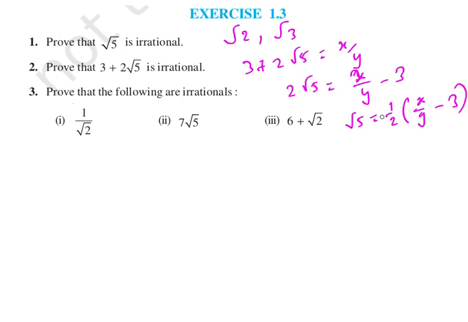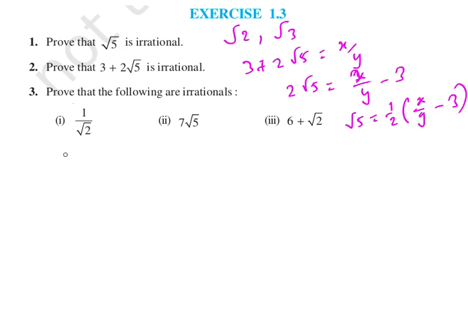x and y are integers, so x by y is a rational number, and if you multiply rational numbers, everything becomes a rational number. So this product is a rational number, meaning this root 5 is also a rational number. But according to the proof, root 5 is irrational. So we cannot say that 3 plus 2 root 5 is a rational number, so definitely it is an irrational number. In that way, try to solve the given problems also.